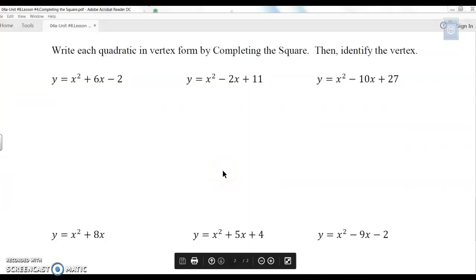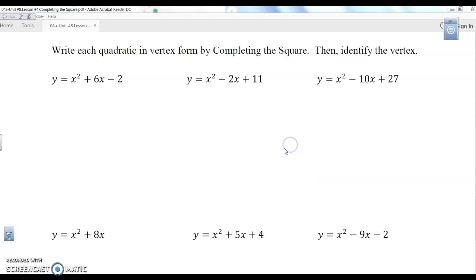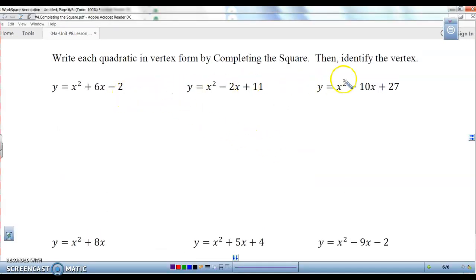All right, let's try a couple examples. We're not going to do them all, but we'll do a couple. All right, so we want to write this by completing the square and identify the vertex. So our first step is to move the c term. Add 2, add 2. Y plus 2 equals x squared plus 6x.